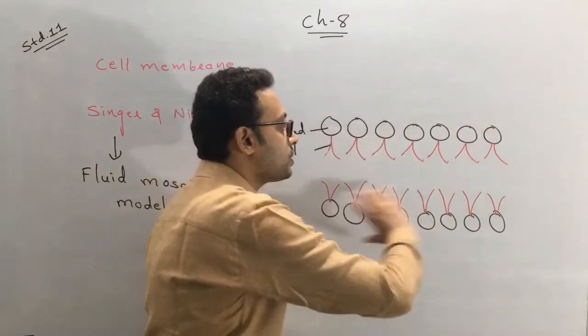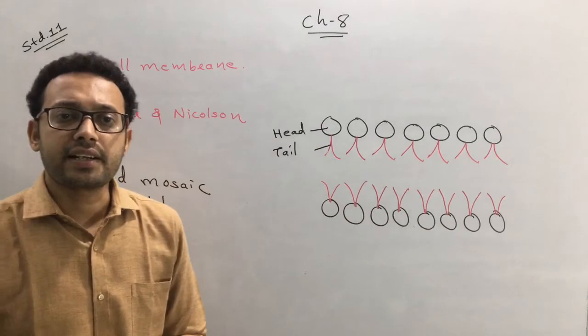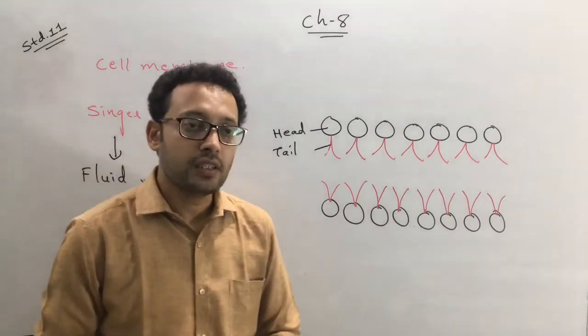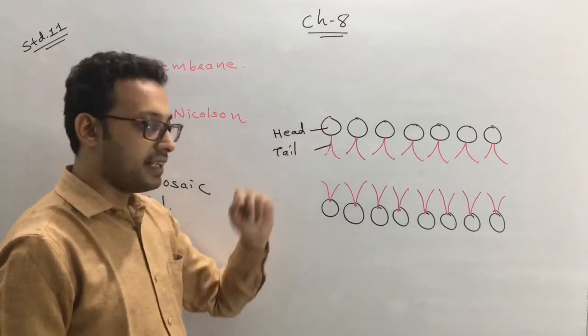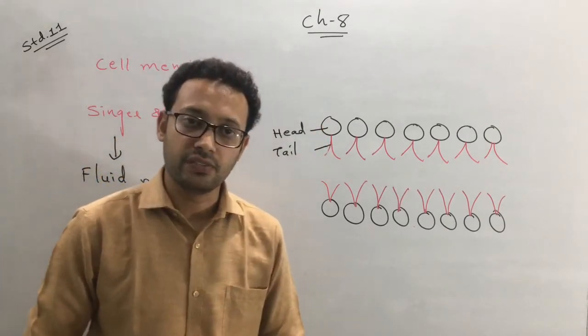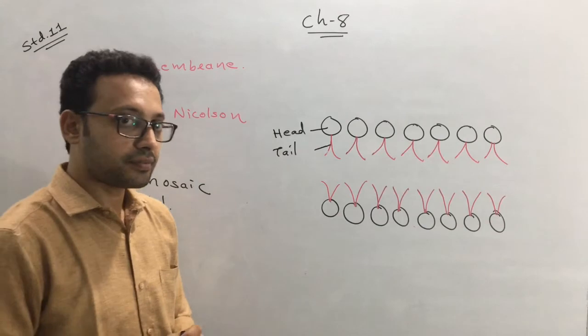So now what you have to learn is that the structure of the lipid cell membrane consists of two layers of lipid. They are arranged back to back, and each lipid molecule consists of a head and a tail. What does it consist of? Head and tail.